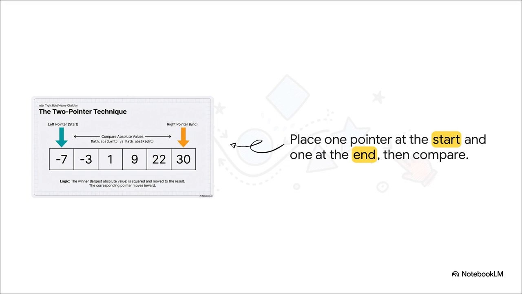Now, at every step, we're not comparing the numbers themselves. Nope, we're comparing their absolute values. We just ask a simple question. Which of these 2 numbers is further from 0? Whoever wins that contest is going to give us our next largest square.